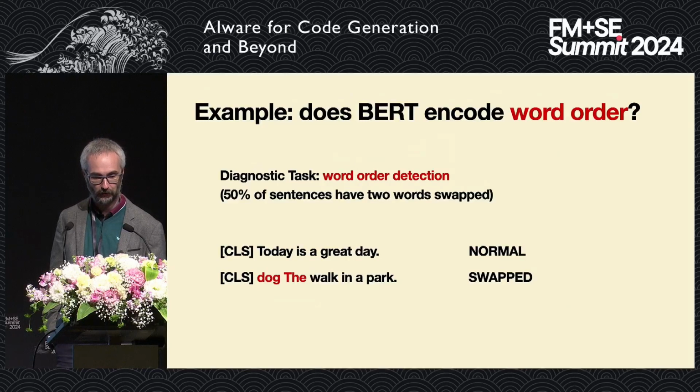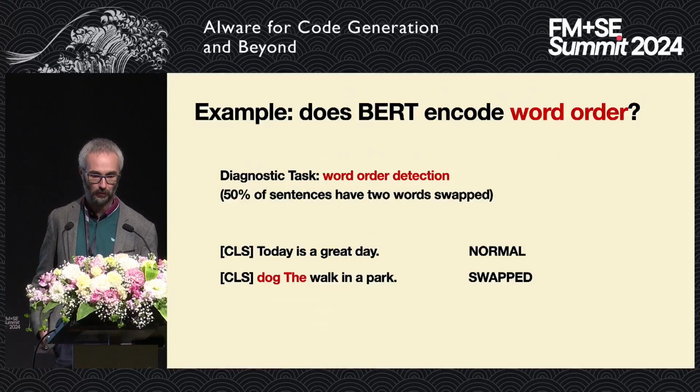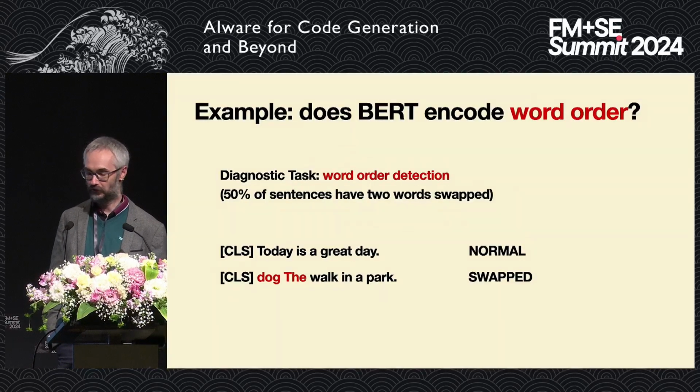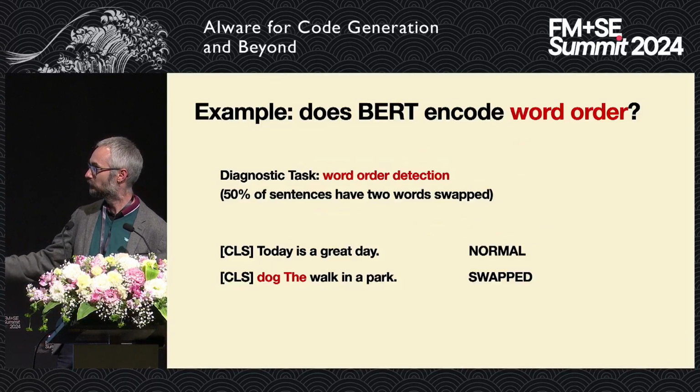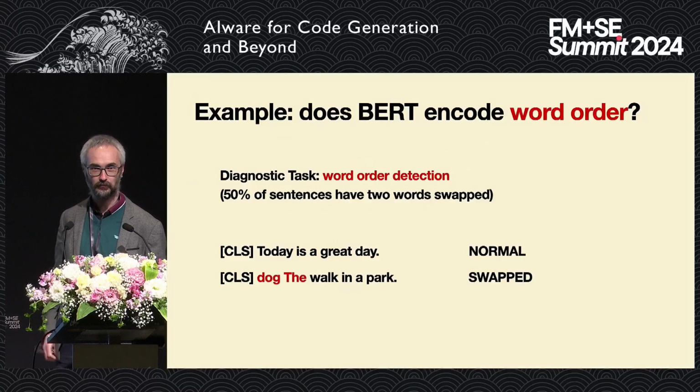Another variant is that you can have some tasks for which you do some modification of the input. So if you want to know if the BERT model is encoding something that resembles word order, you would define a diagnostic task such as word order detection, where you would build a data set where half of the sentences have their normal order, and the other half, you would swap two words in it.